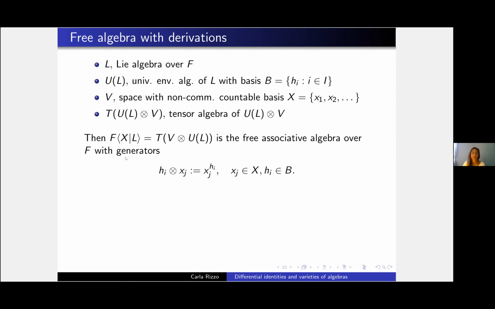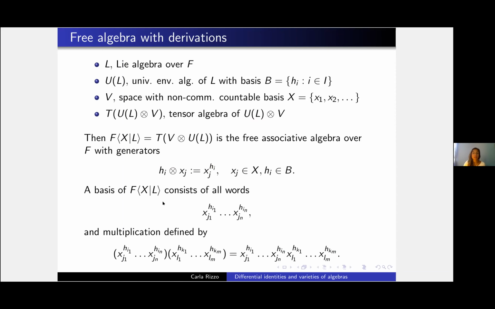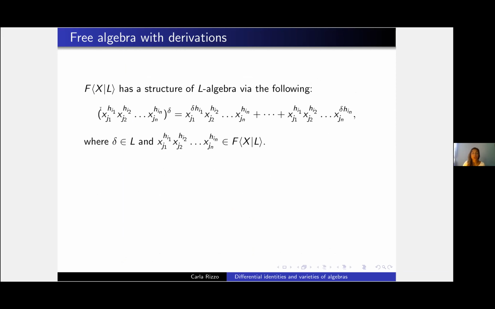So this free algebra is essentially the algebra of non-commutative polynomials in these variables. A basis of this algebra consists of all words of this type, which we call monomials, and the product of any two monomials is given by juxtaposition. This free algebra has a structure of L-algebra by defining the L action on it in this way, which is a formal action clearly, and then by extending it into an action of the universal enveloping algebra.